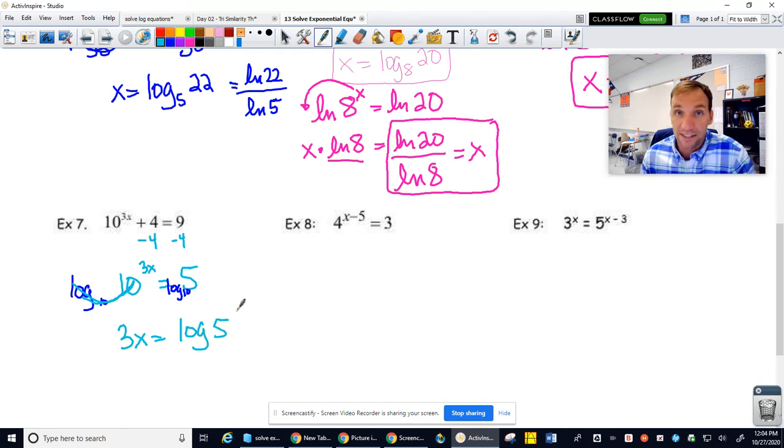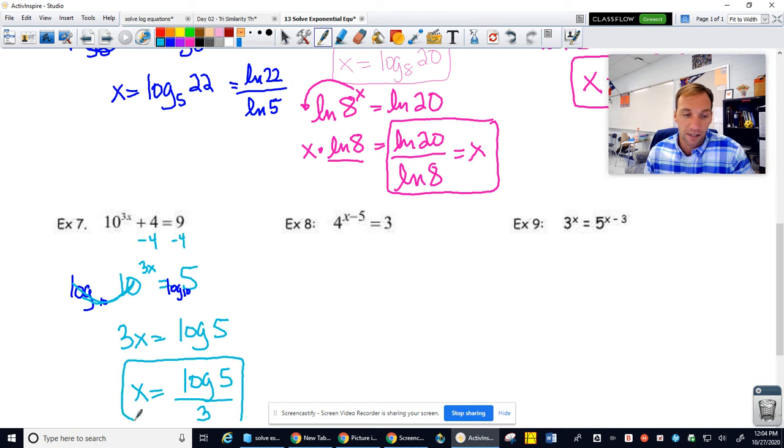Okay, so log base 10, remember, is the common log, so you don't actually have to write 10 as the base. It is understood that if log does not have a base, then it is in fact base 10. So log of 5 divided by 3 is a nice, crisp, clean answer.